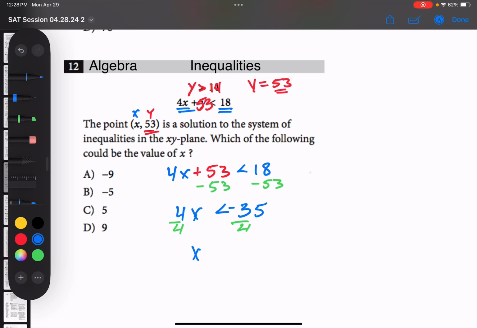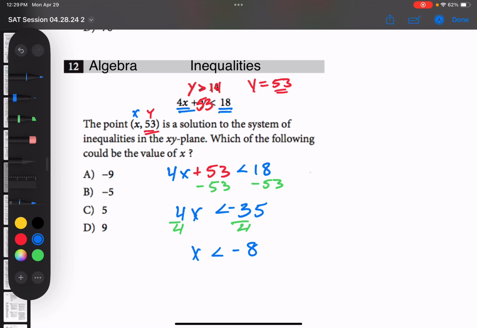So now x is less than, how many times does 4 go into a negative 35? It's going to go into it negative 8, right? Because 4 times 32, 32, then you have 3 left over. It's going to be something less than 8. So x is less than negative 8.